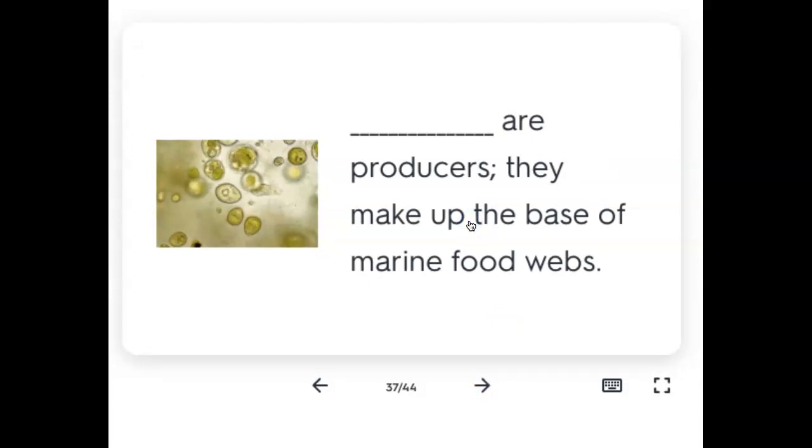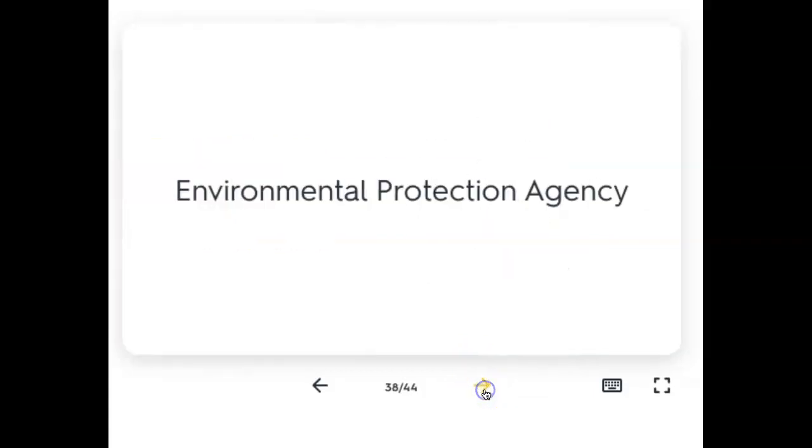Algae and phytoplankton are going to be photosynthetic, and they're going to be producers. So they're going to be the base of most marine food webs. They're not going to be the base of the hydrothermal vent deep zone food webs, but the majority of the food webs that take place in the ocean are going to have algae and photosynthetic phytoplankton as their base.